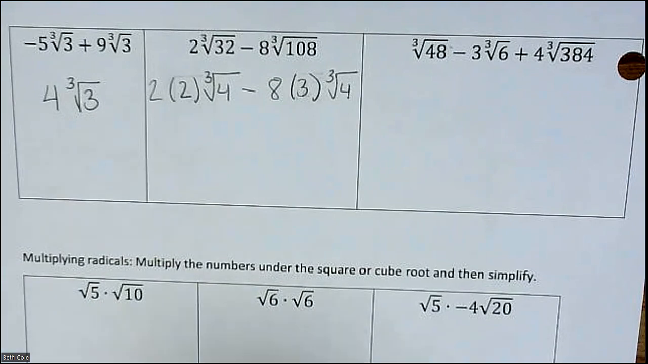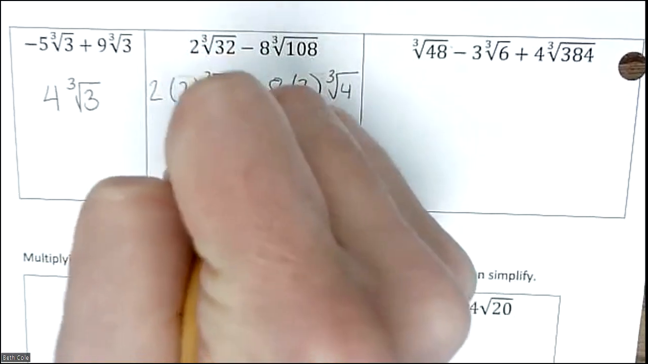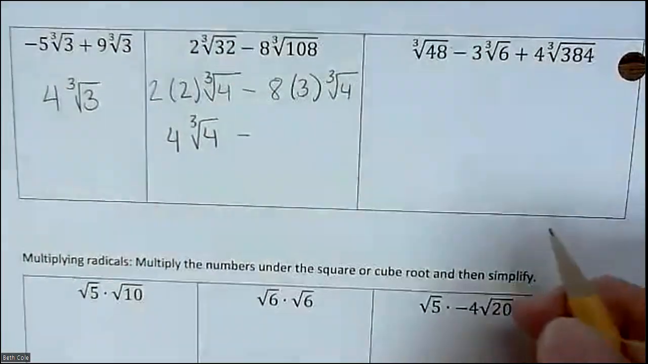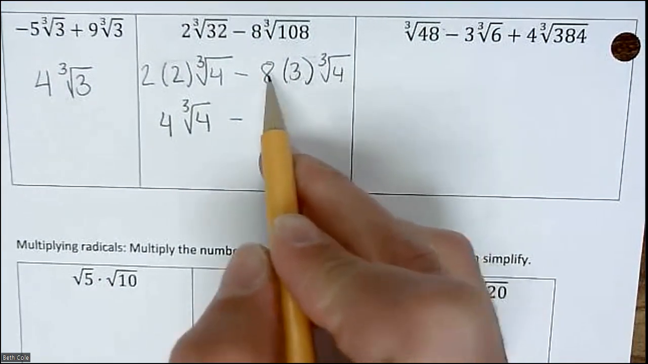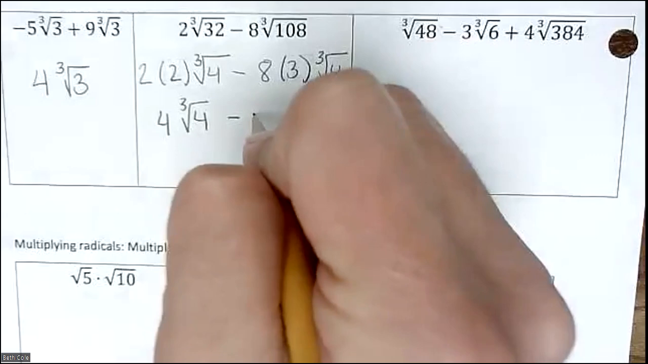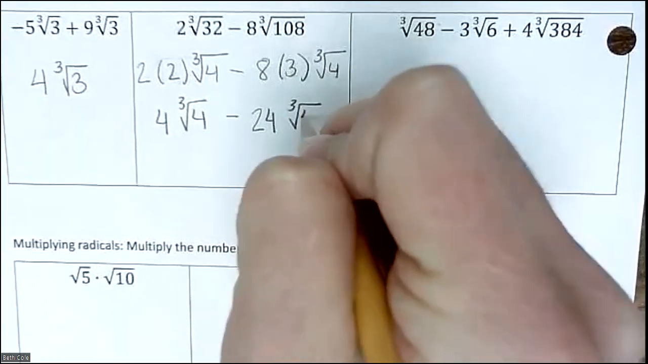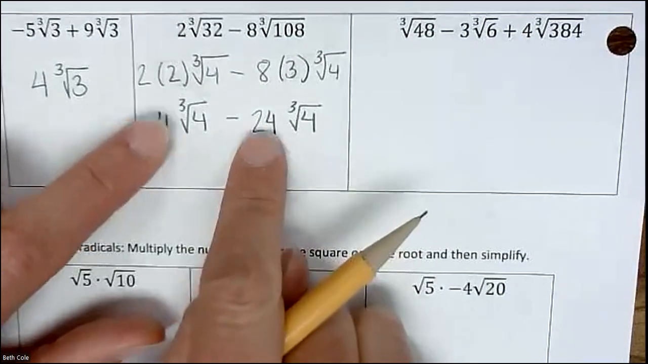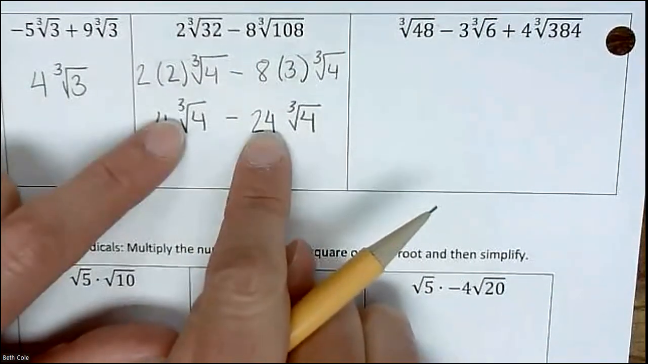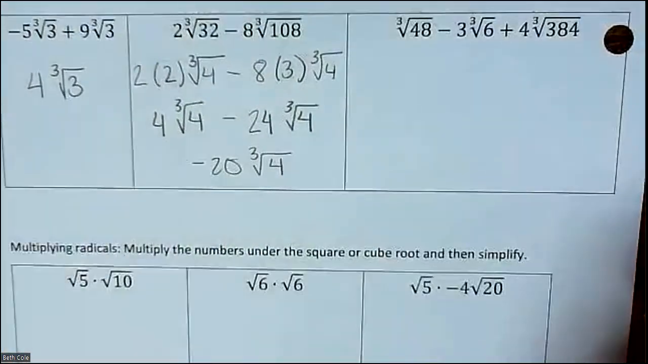All right, and then what? I'm gonna just try and ask you, what is this gonna give you? Good, 4 cube root of 4 minus, and 8 times 3? Close? Good, 24 cube root of 4. And then you can put them together because they are now both cube root of 4. So 4 minus 24, it would be good, negative 20 cube root of 4.